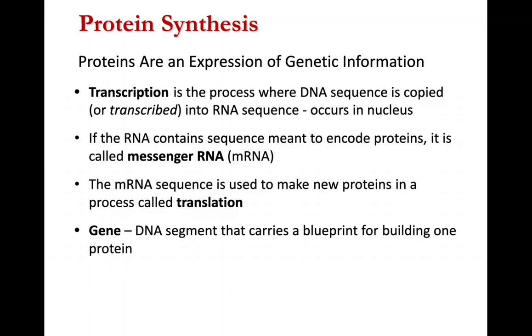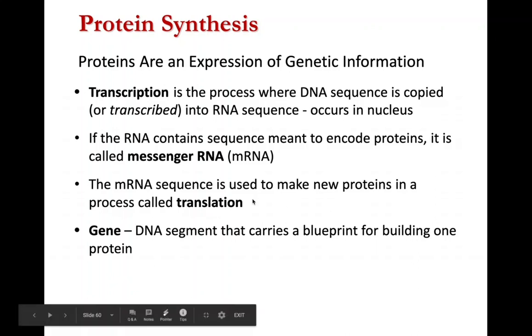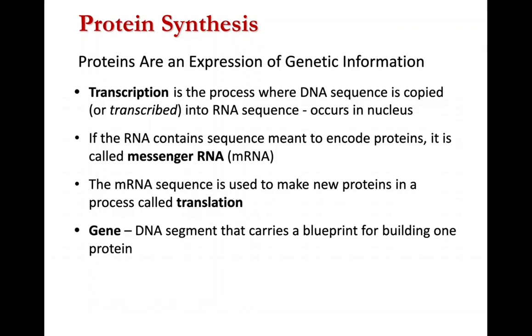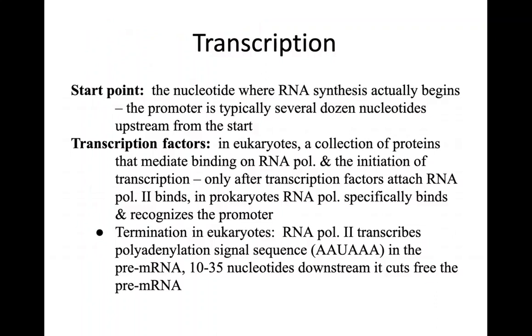The RNA is almost like a photocopy. It's the working copy that you can use. So if that RNA contains a sequence that's meant to encode proteins, we call it a messenger RNA or mRNA. This will be used to make new proteins in a process called translation. It's basically in a code, and the cell is going to translate the code to build it. The gene is the DNA segment that's going to have that blueprint for building a protein or polypeptide.